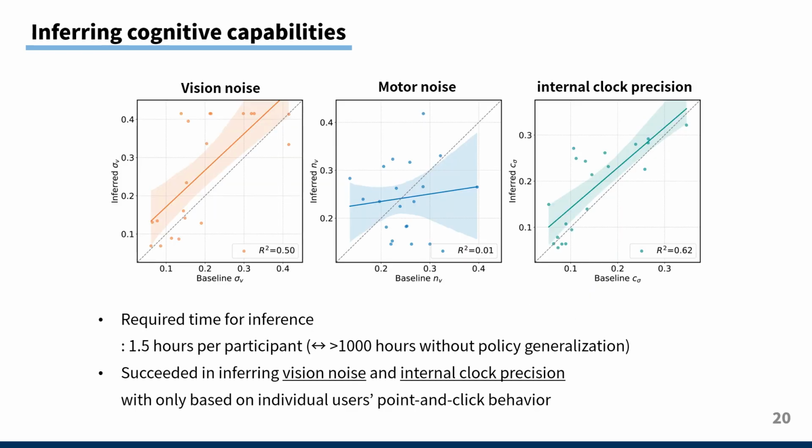Finally, we attempted to infer the cognitive capabilities of each participant. Among the three cognitive capabilities, we succeeded in inferring the baseline values of vision noise and internal clock precision, and this was achieved by only using their point-and-click behavior. So far, no attempt has been made to infer the capabilities of individual users from their behavior due to the computational costs of the inference process. Our method makes it possible to infer individual users' characteristics by significantly reducing the cost.